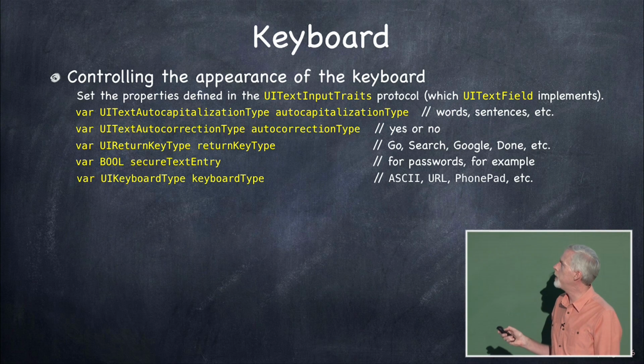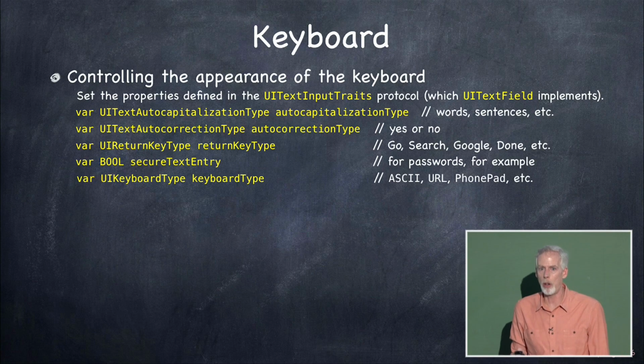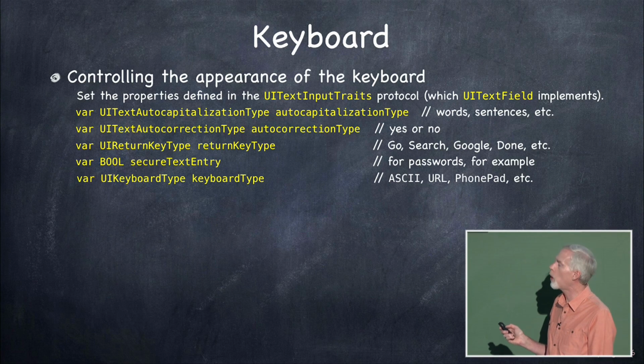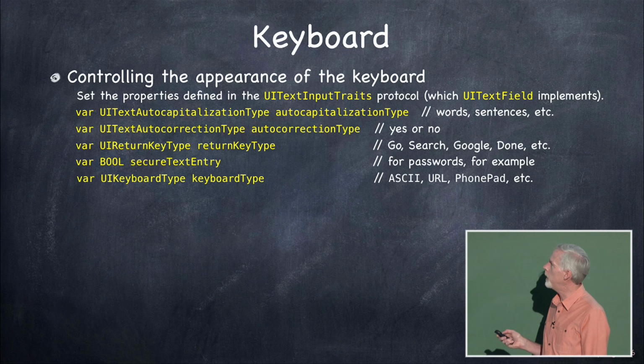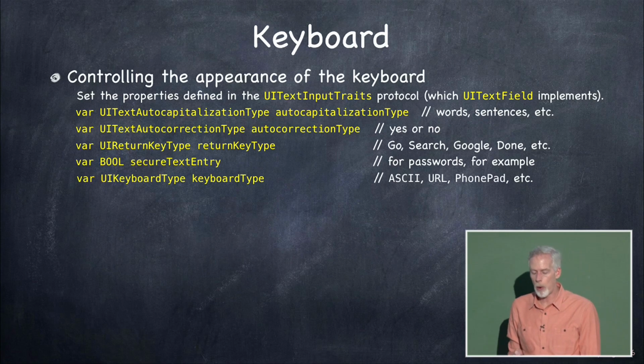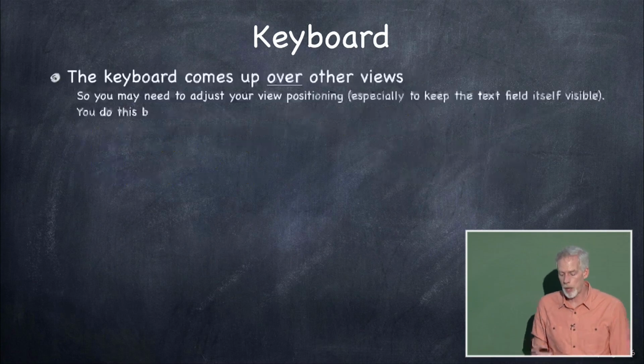And there's all kinds of methods in here you can look at. This is the UI text input traits protocol. So that's where you want to look in the documentation for this protocol. Remember, a protocol is just a bunch of methods and vars. That's all these are. And these will set what kind of keyboard it is. You know, are you entering a URL? Is it a password thing where you can't see the text? All that stuff is part of that protocol. So you want to look that up.